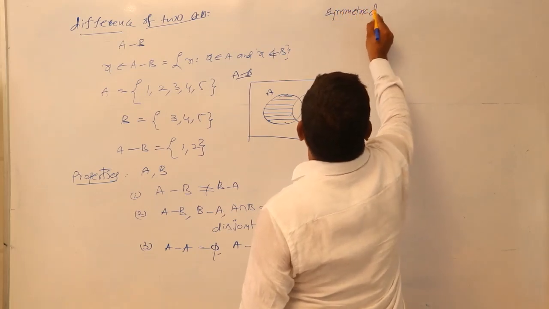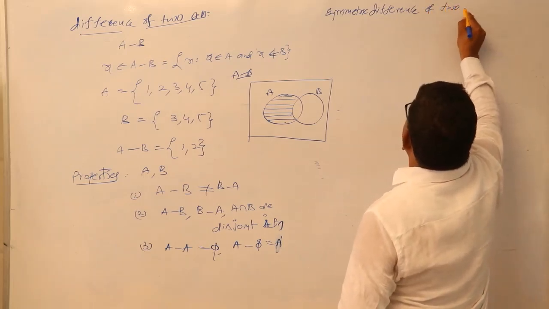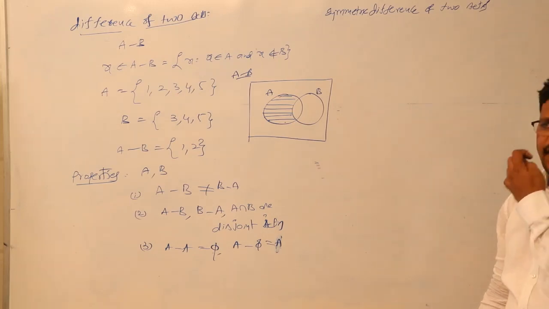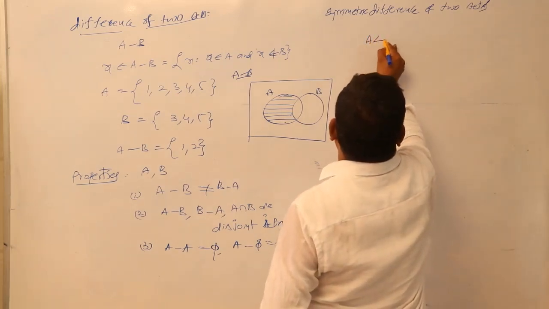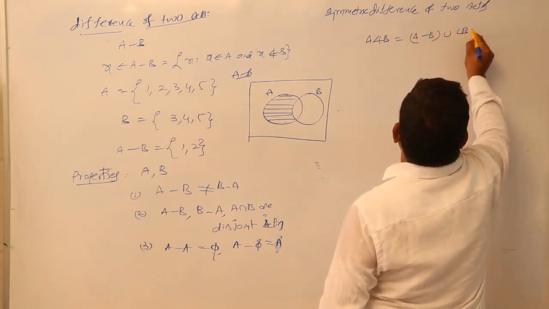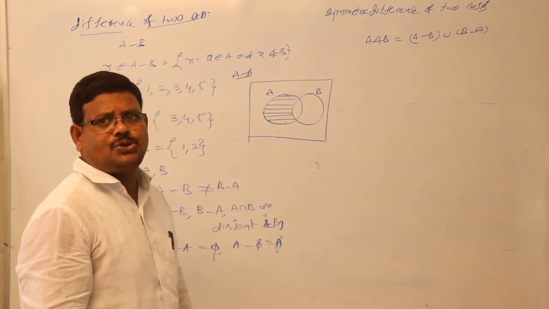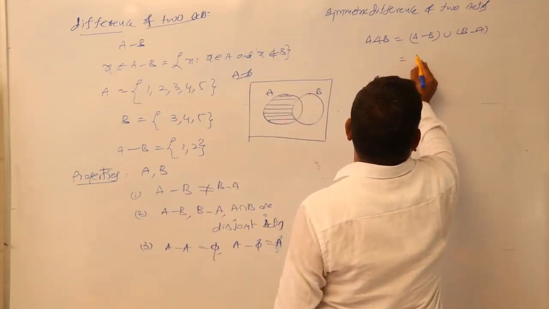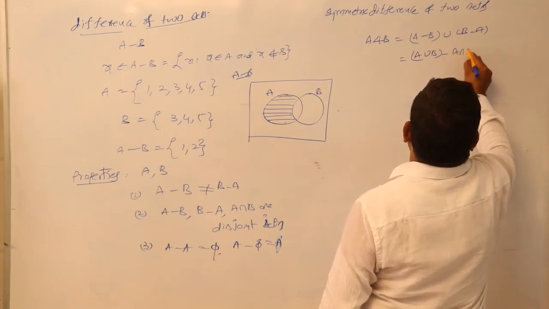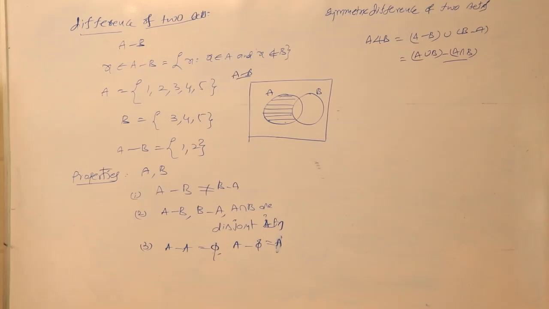Symmetric difference of two sets. The symmetric difference of two sets is denoted by A delta B, equal to A minus B union B minus A. This can also be written as A union B minus A intersection B.